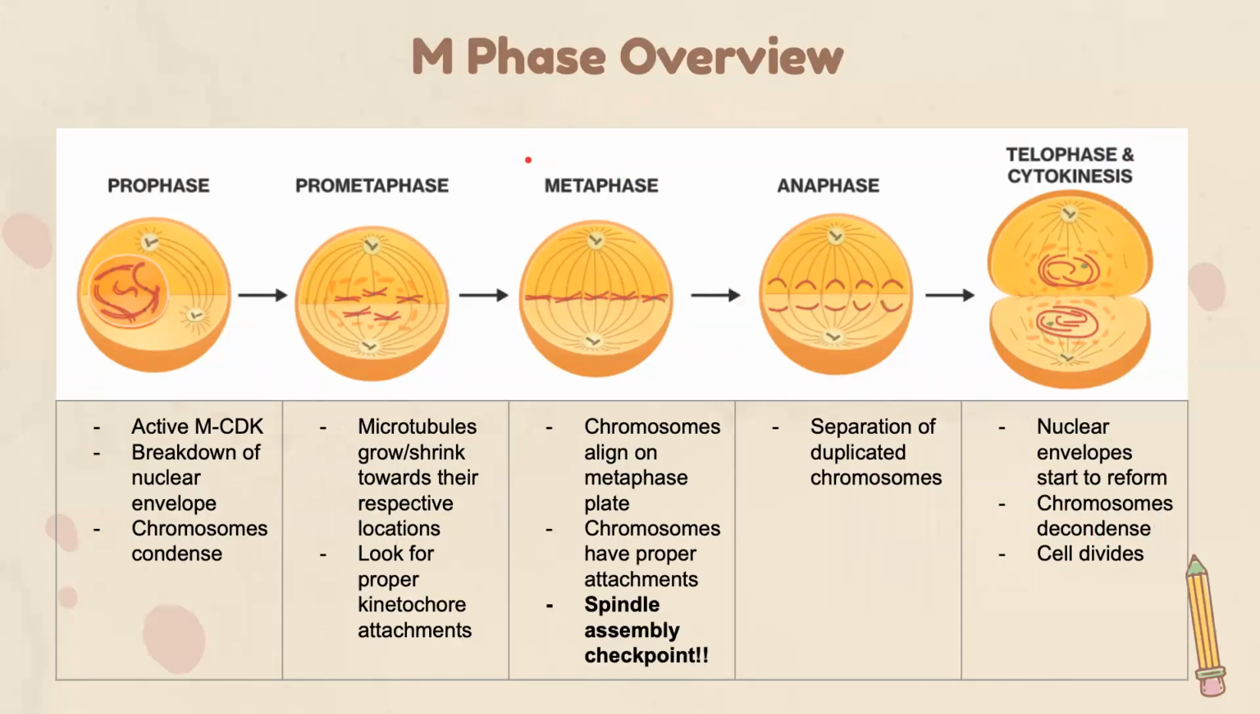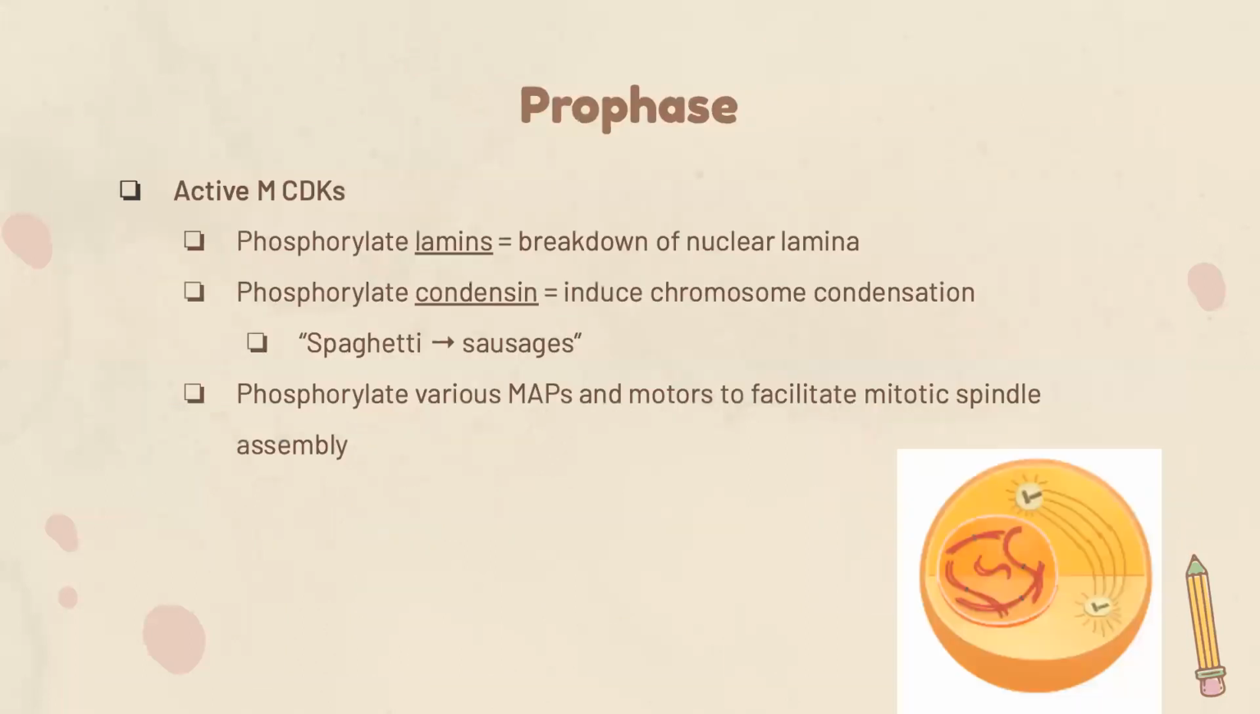So this is just the M phase overview. I won't go too far into it because we're going to talk about each phase a little bit, but if you ever want a little summary, that's what this is for. First you have prophase. Prophase is the first part of M phase, where the active mCDKs that we were just talking about are doing their job. What they do is phosphorylate a bunch of things.